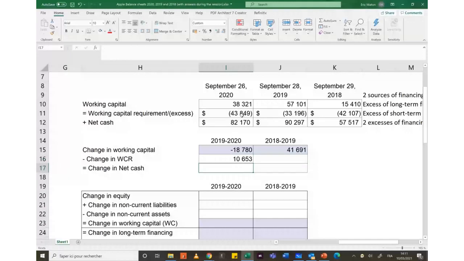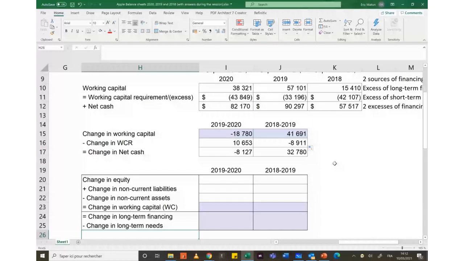So here it's good because we increase the negative amount in 2020. So it's positive. But because we decrease more the working capital than we decrease the working capital requirement, in reality, the positive number is a decrease because we are more negative now. We decrease the cash. So the evolution of the cash flow is in function of the evolution of the excess of long-term financing and the evolution of the excess of short-term financing.